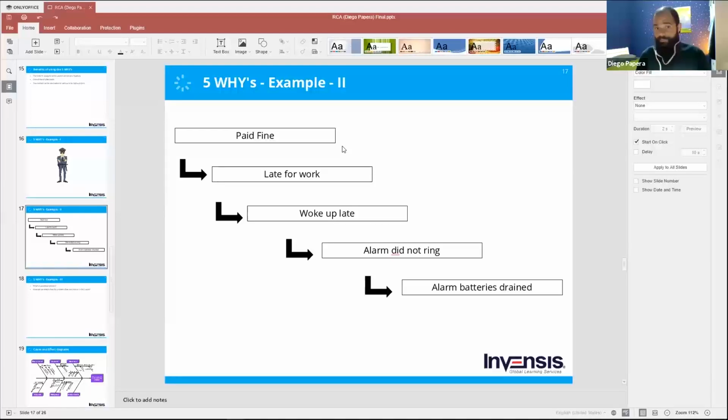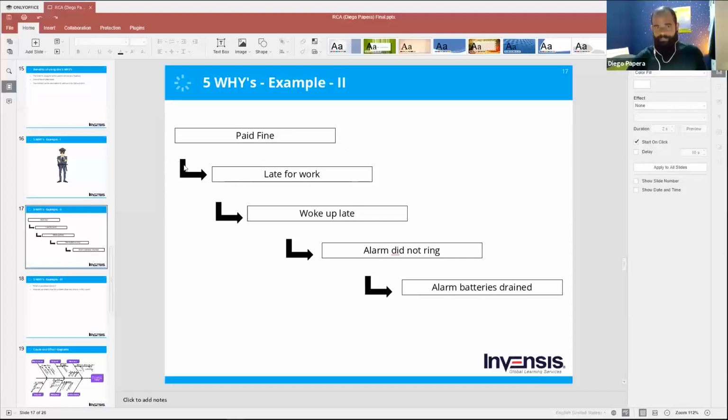Well, the alarm didn't ring. Well, Tim, come on. The alarm didn't ring. Those are basics. So what's your excuse here? So why did the alarm not ring? And well, actually, Diego, the alarm batteries were drained. So there is a reason why it didn't ring. Okay, interesting. Now that we know that the alarm batteries were drained, we can start seeking solutions. And in this specific example, there's a fifth why on top.